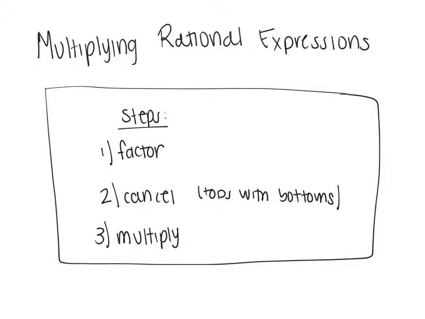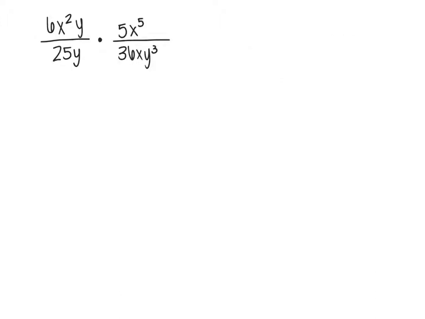So with our rational expressions, our steps are to factor and then cancel. Remember, you can only cancel tops with bottoms, and then to multiply. Again, you multiply across the top and across the bottom. So our first example is one that just has a whole bunch of monomials.